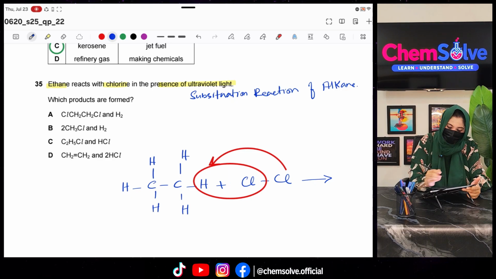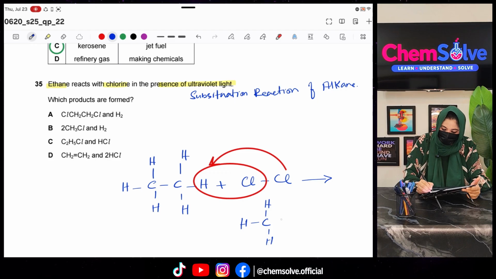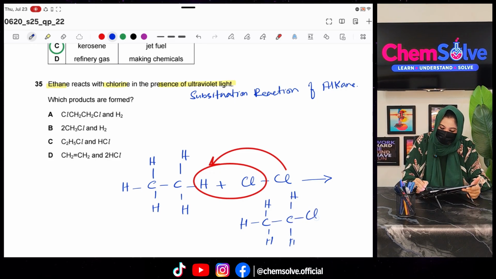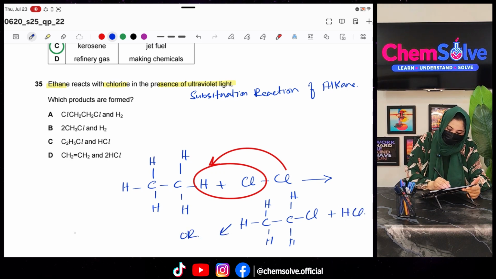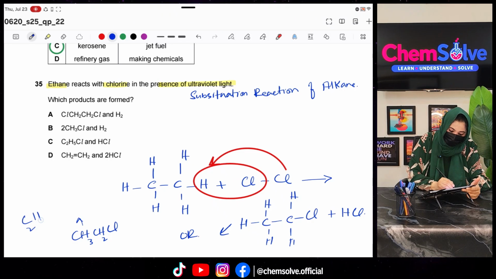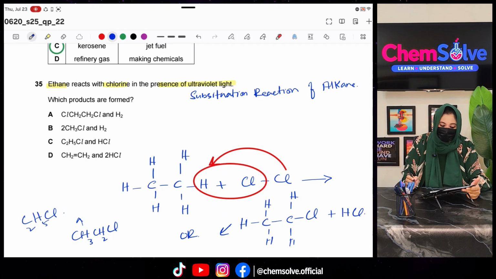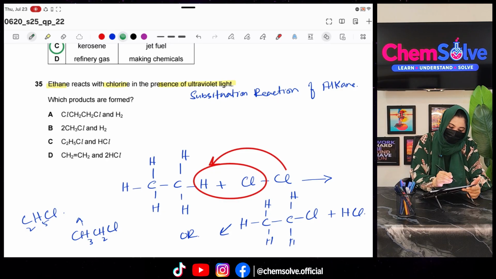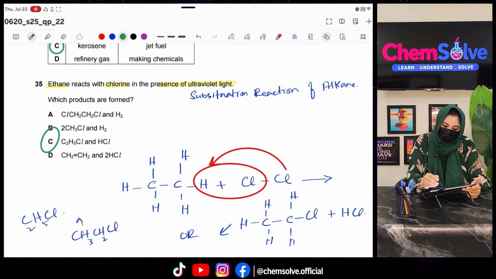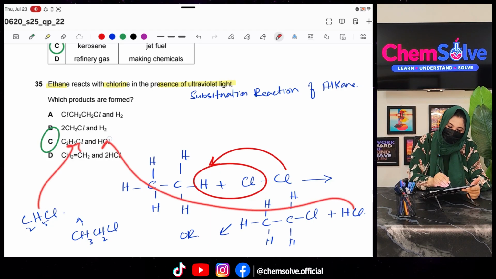So I would have Cl along with HCl. In other words, I can write it as CH3CH2Cl, or more precisely, I can write it as C2H5Cl. All right. So the correct option is option C. It exactly matches with our discussion: C2H5Cl and HCl.